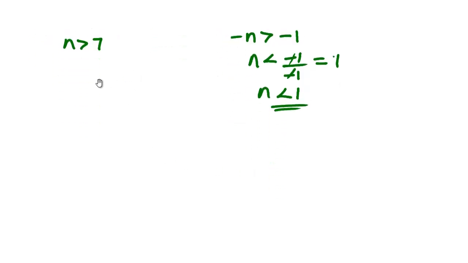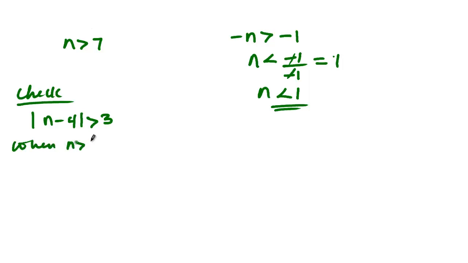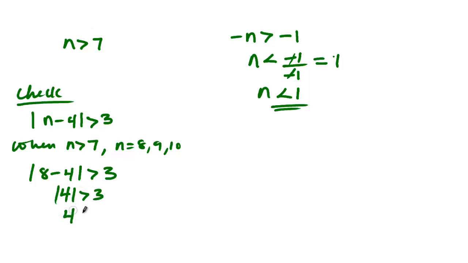Now let's check. How do we check? We have to be smart with this. We want to check if the absolute value of n minus 4 is greater than 3. When n is greater than 7, this is a strong inequality, so n could be 8, 9, 10, and so on. Let's pick the minimum integer value, which is 8. We can pick any other and still get the same result. Plugging it in, we have the absolute value of 8 minus 4, which is 4, is greater than 3.